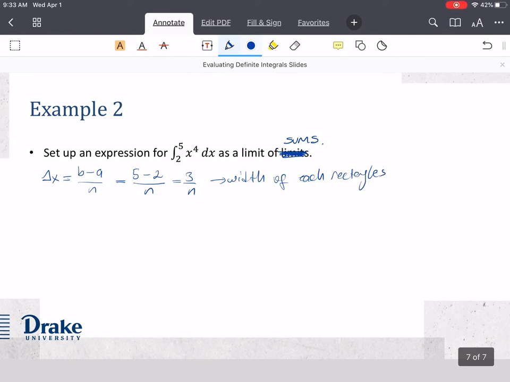And based on this, let's find the xi's. The way we're going to do that is xi equals a plus i times delta x. So a is 2, delta x is 3 over n. So we're going to say 2 plus 3i over n is always the general term for the xi's.